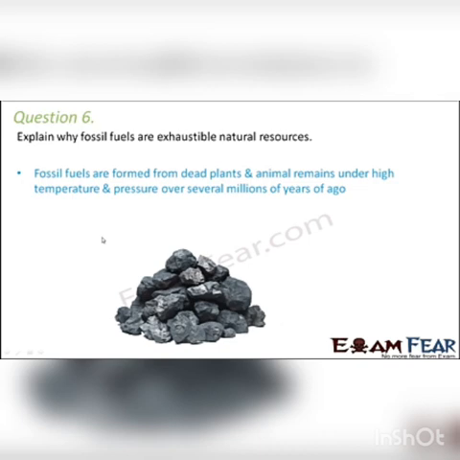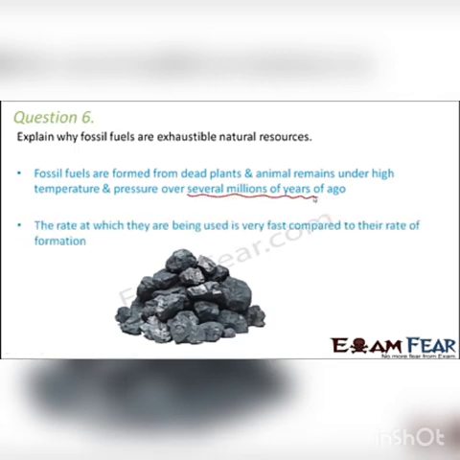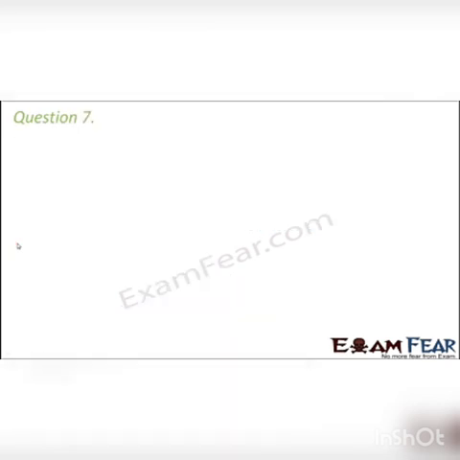So fossil fuels are formed from dead plants and animals under high temperature and pressure over several millions of years. So it takes these many years. But the rate at which they are being used is very fast when compared to their rate of formation. So that is why they are considered to be present in limited stock and they are called exhaustible natural resources.